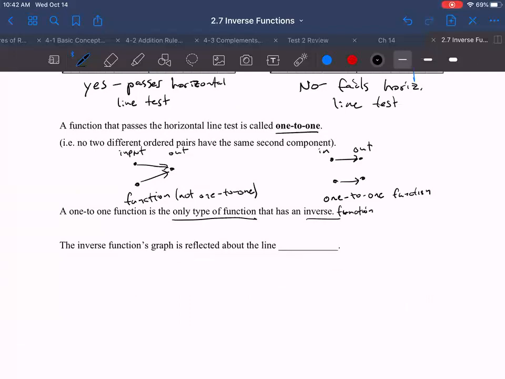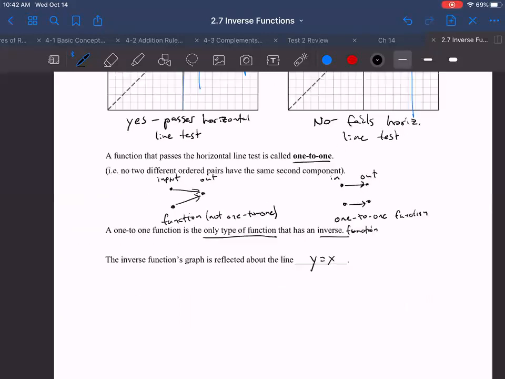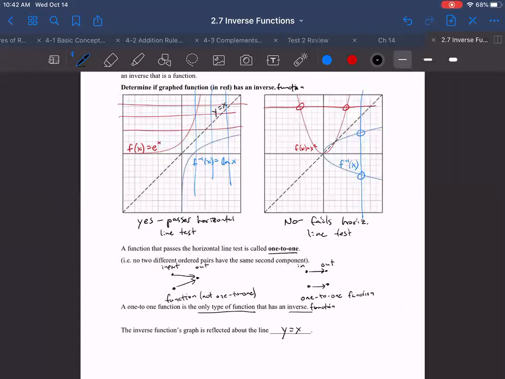The inverse function of the graph is reflected about the line y equals x, as we saw in these pictures up here, where it's just like a mirror that reflects it across. You simply end up swapping every x and y value. So if I see the point (0, 2) here, I come down on this graph and I have the point (2, 0). I swap all the x and y values. All right, let me pause here and see if we have any questions.